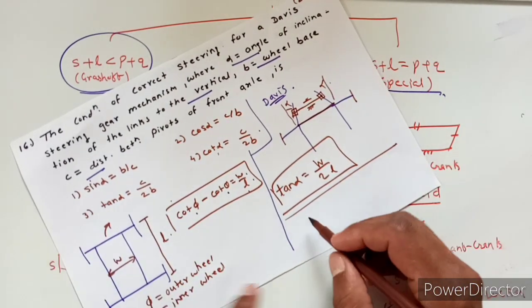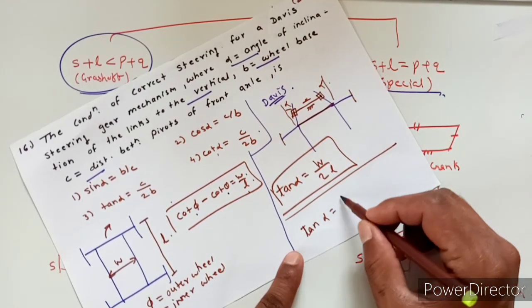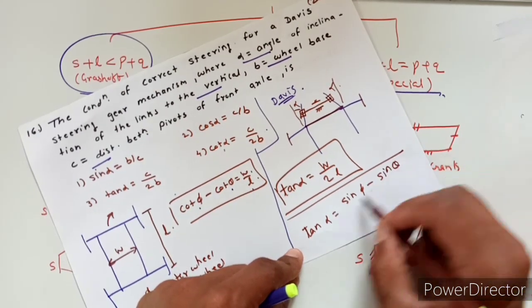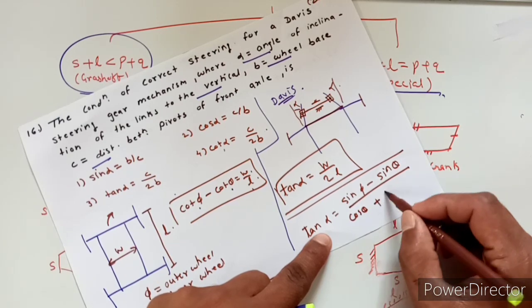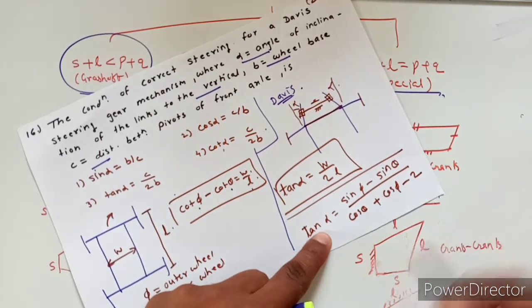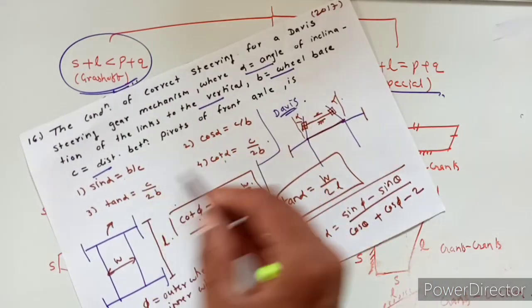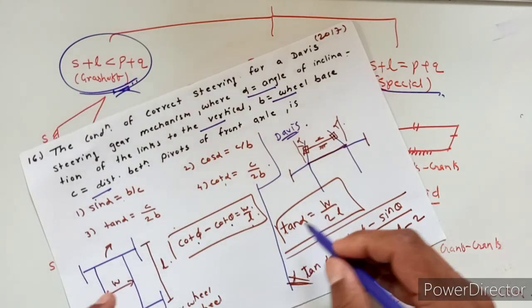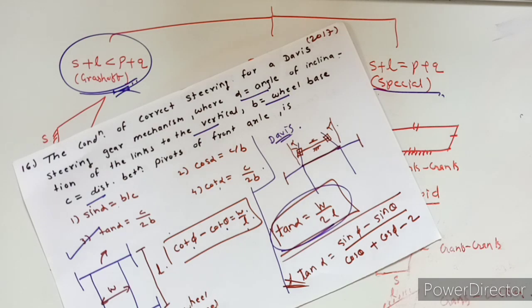And for Ackermann, we have tan of alpha equals sine of phi minus sine of theta divided by cos of theta plus cos of phi minus 2. So not a single equation is of this kind. This is for Ackermann. So your correct answer is tan of alpha equals C upon twice B.